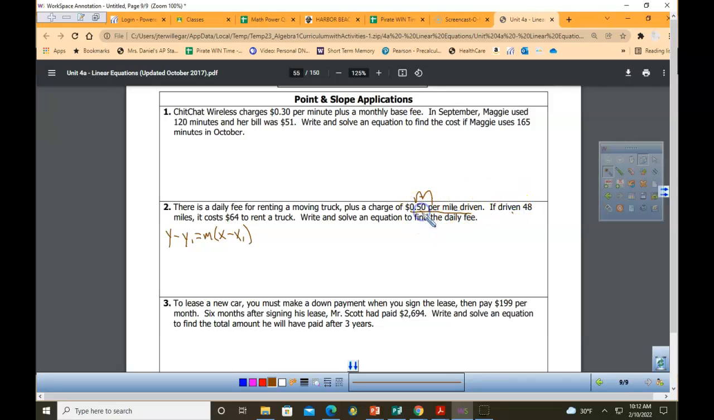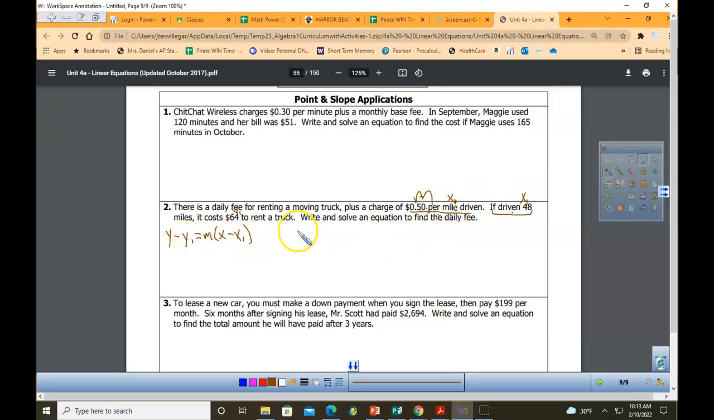It's 0.5 per mile, so miles is my x1, or my x. Whenever I see miles, it's going to be one of the x's. So we have a point 2. We drove 48 miles, so that's my x. That's money per miles. And we have a total, y1. So we have an x1, y1, and we have a slope.